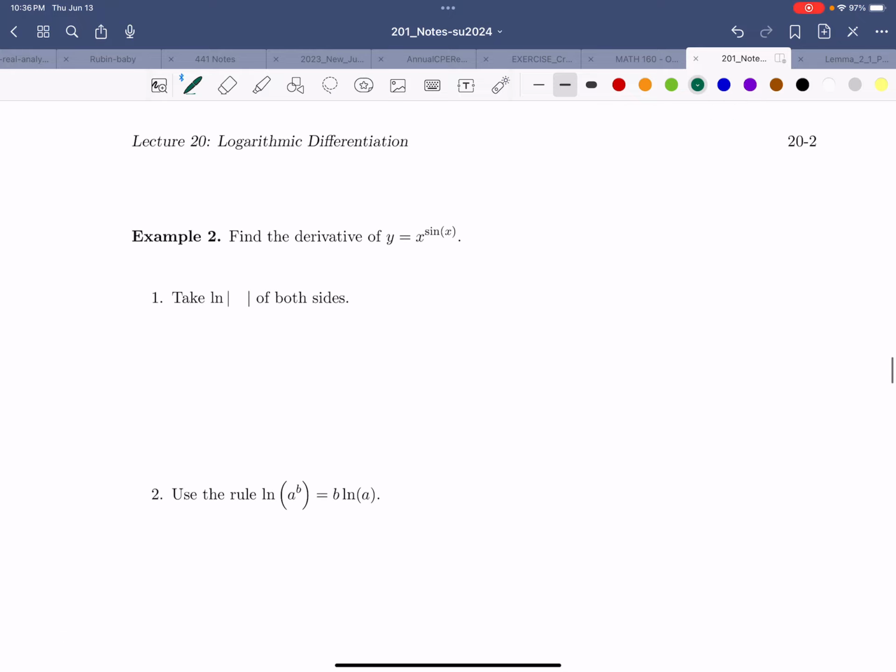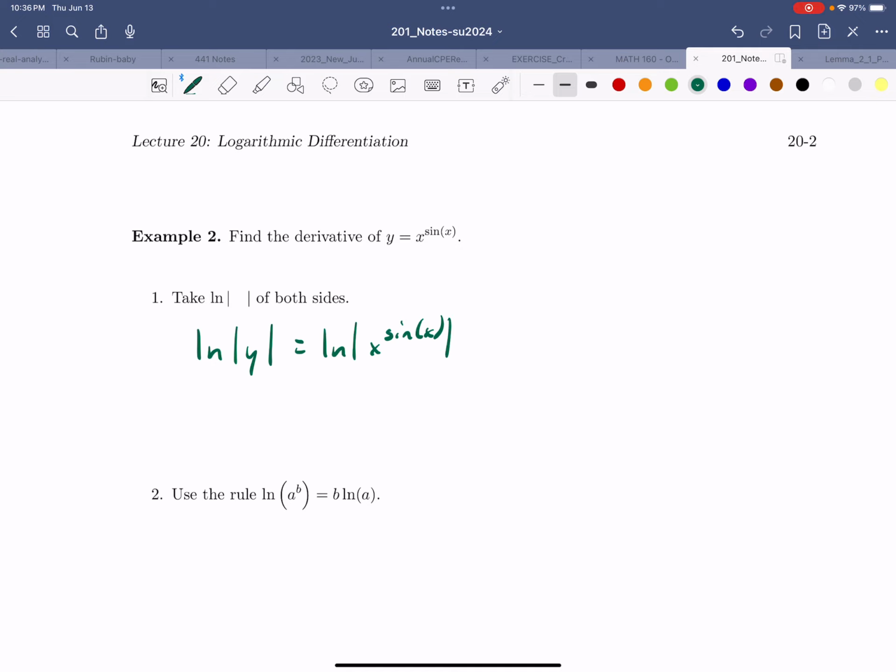Suppose I gave you something like y equals x to the sine of x. All right, that's not something we've dealt with. No, you can't use a power rule. No, you can't give it the e to the x treatment and keep it the same. But what can you do? Well, we can take the ln of both sides. So we have ln of the absolute value of y. I don't care if you write absolute value signs or not. Doesn't really matter.